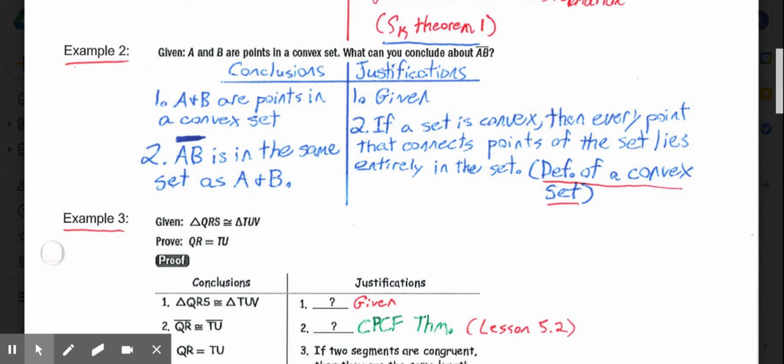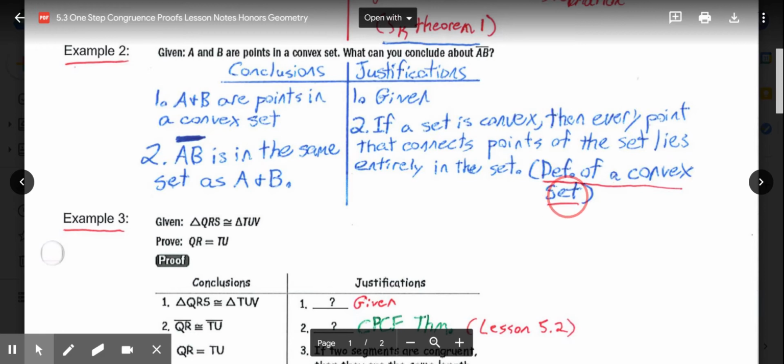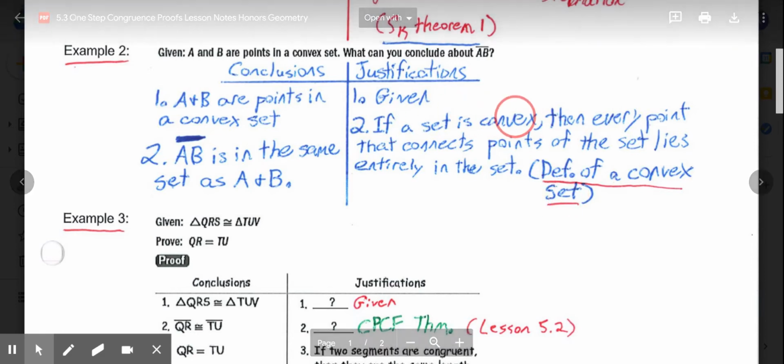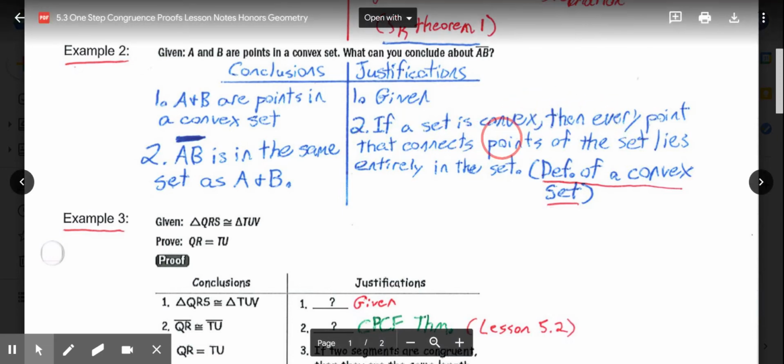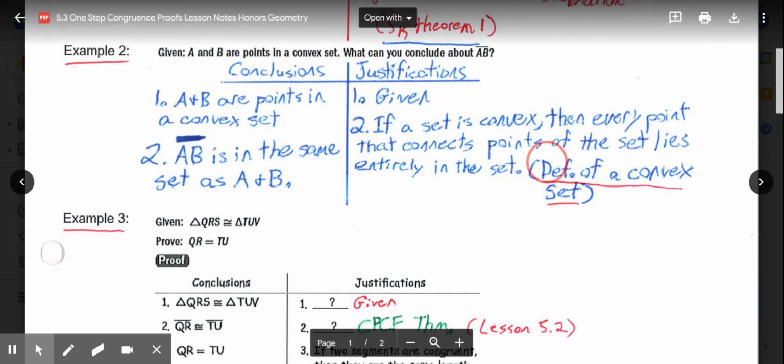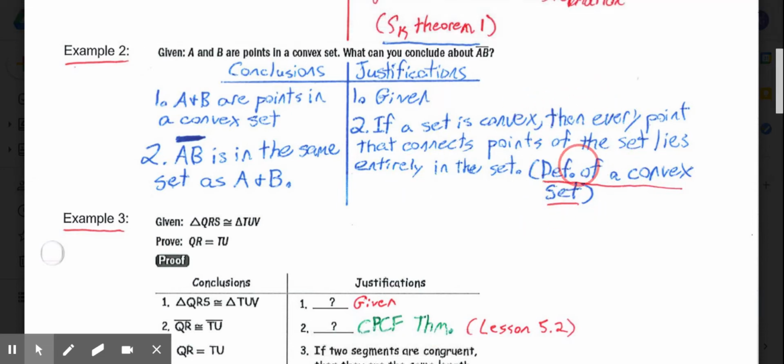How do we know that? It's the definition of a convex set. Well, what does that definition say? It says, if a set is convex, then every point that connects points of the set lies inside the set. So again, this is the long write-out of the definition. Eventually, all you're going to need to put here is definition of a convex set. For this lesson, though, I want you to get used to thinking about what these definitions, theorems, or postulates say.